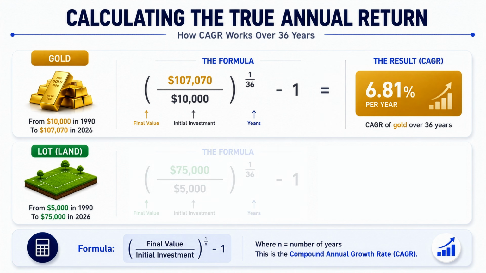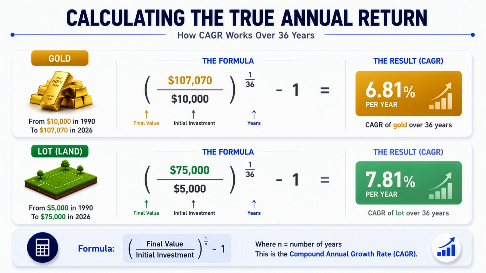For the lot, you take 75,000 divided by 5,000, raised to the power of 1 over 36, and then subtract 1. That comes out to a compounded annual growth rate of 7.81%. At first glance, a 1% difference doesn't seem like much, but in investing, it makes a big difference over time.